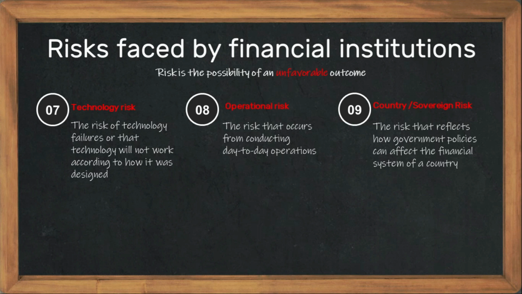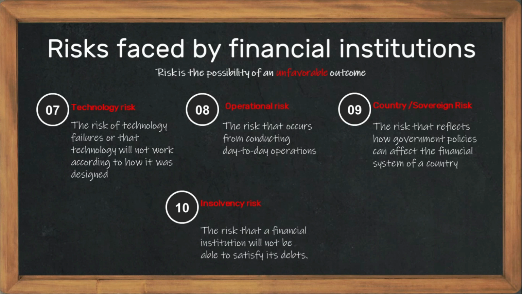And lastly, we have insolvency risk. In accounting, we all know that when liabilities are greater than assets, a business is insolvent. This is therefore the risk that the financial institution will not be able to satisfy its debts and have negative equity, or not having enough assets to pay off its liabilities.